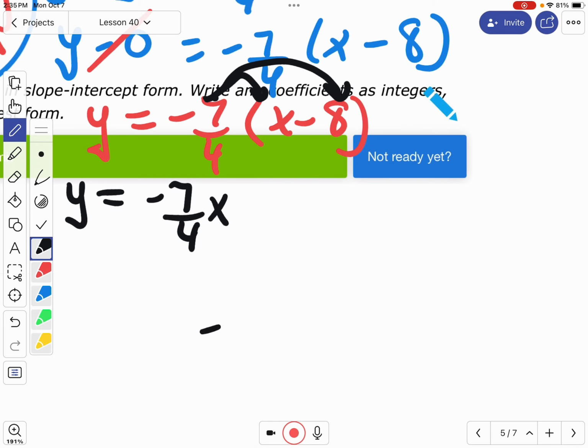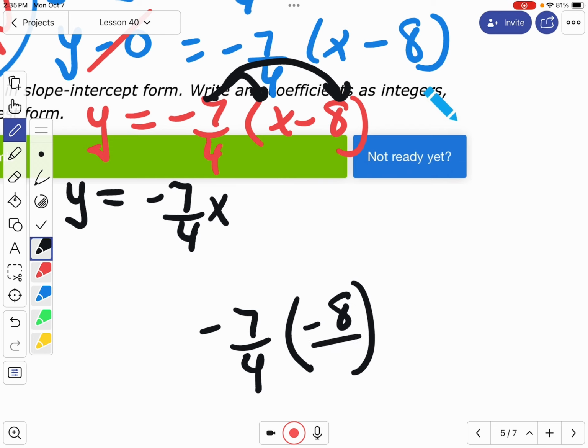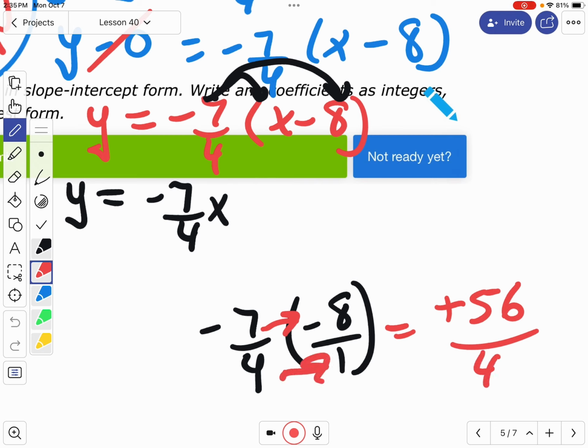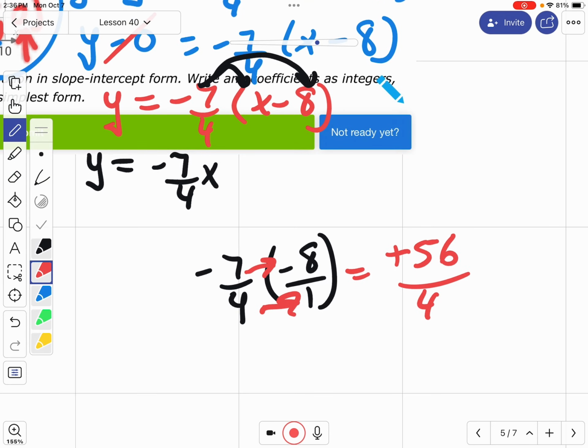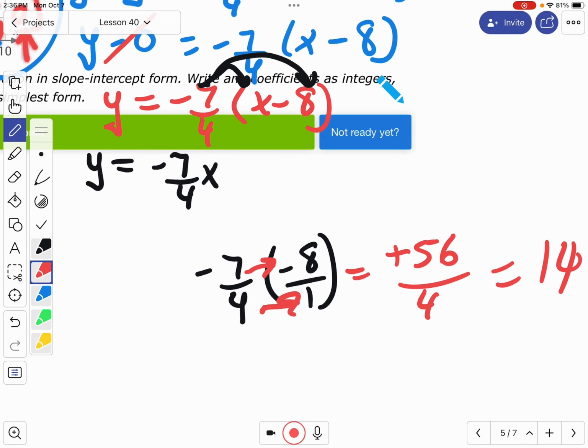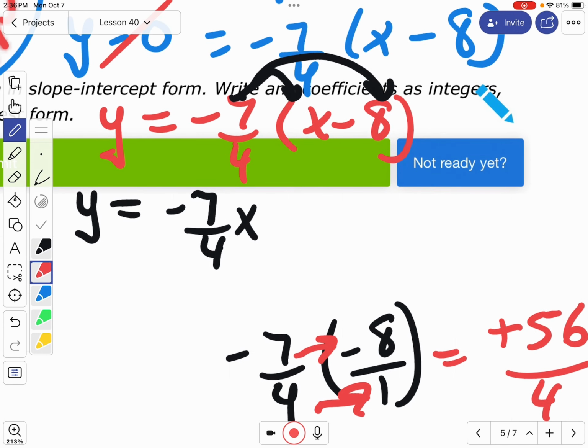Let's just take a little extra room. Negative 7/4 times negative 8. Imagine that the 8 has a 1 on the bottom. And what we're going to do is multiply straight across. So that's going to be positive 56 on top and 4 on the bottom. And 56 does go into 4. Okay, so 56, if we divide that by 4, we get 14. So this number is actually positive 14. So that's what we write right here. This would be positive 14. Here's your equation.